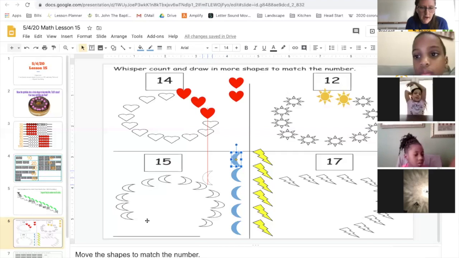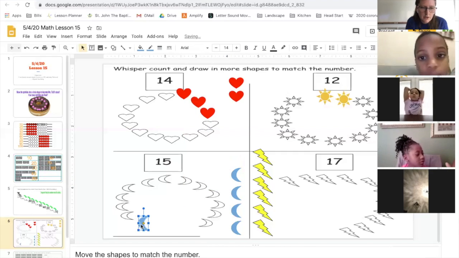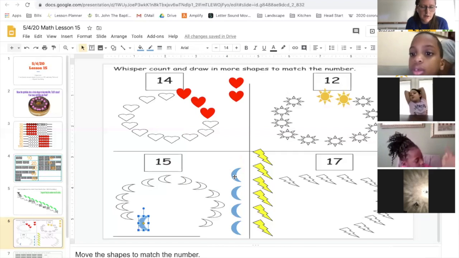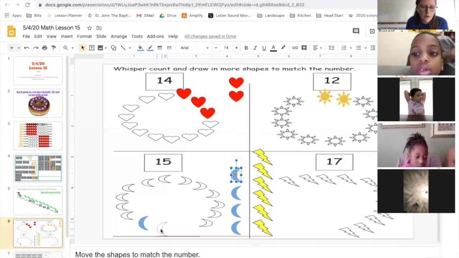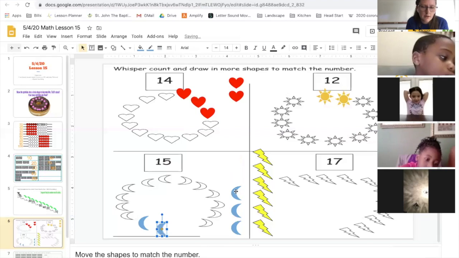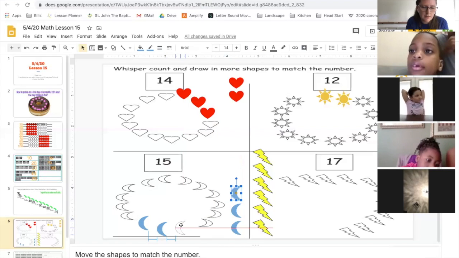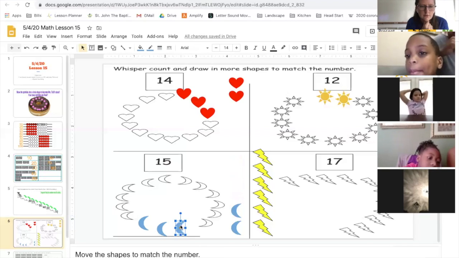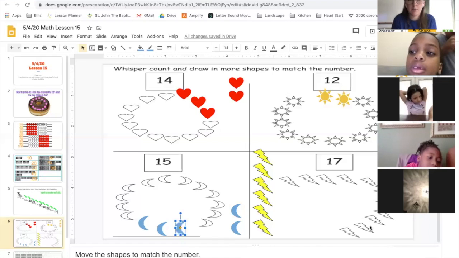Let's count. Now we have 13. 14. So touch it, then drag it. 15. And is that enough? Yes. Now we have 15, and that matches the number that we had up here. Great.